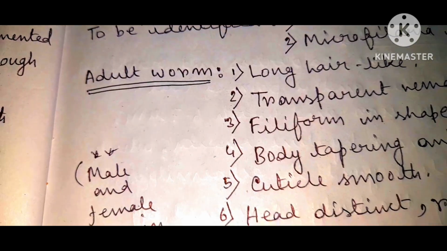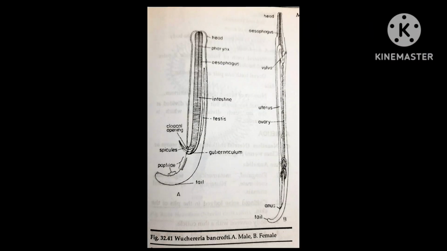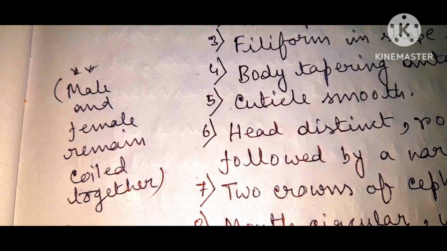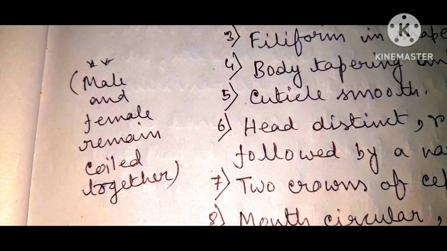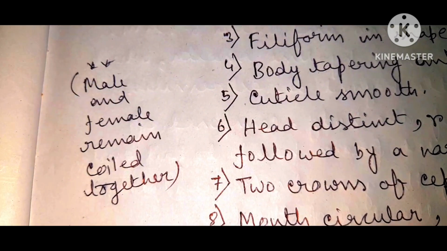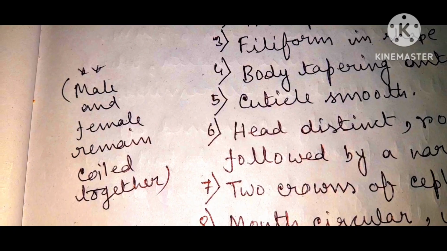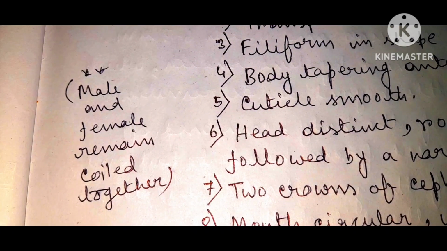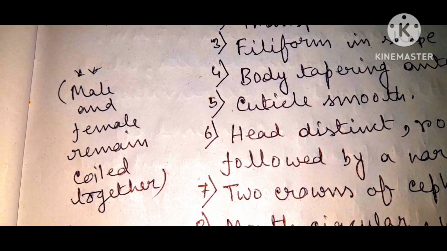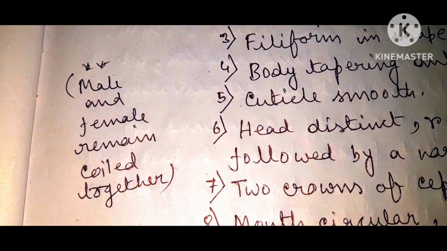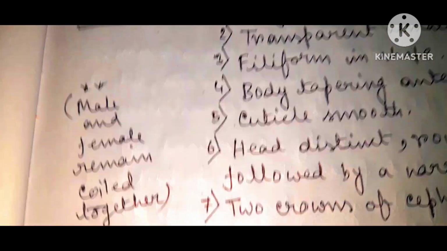Now come to the description of the adult worm. This is a diagram of the adult male and female worm of the parasite Wuchereria bancrofti. Draw it in your copy. The most interesting point of this adult worm is that male and female remain coiled together. If you get a specimen that remains coiled, it is for sure the adult stage of Wuchereria bancrofti. If they are separated and a photograph is provided, then it's a separate issue.